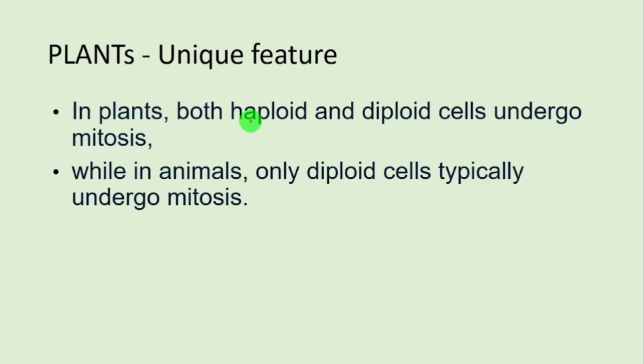So a unique feature about plants is that both haploid and diploid cells can undergo mitosis. In animals, only diploid cells typically undergo mitosis. So if this question is asked to you, why alternation of generations is seen only in plants, the right answer will be because both haploid as well as diploid cells in plants can undergo mitosis.